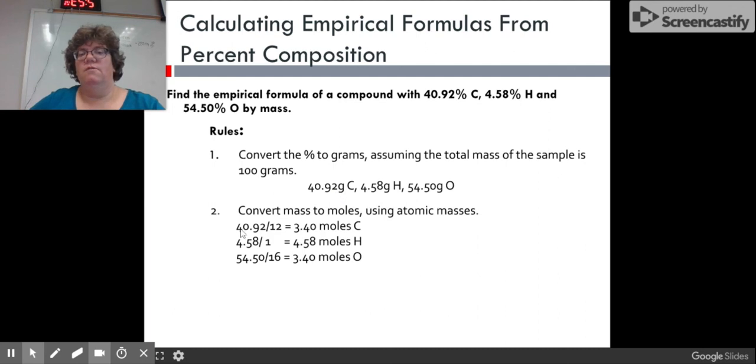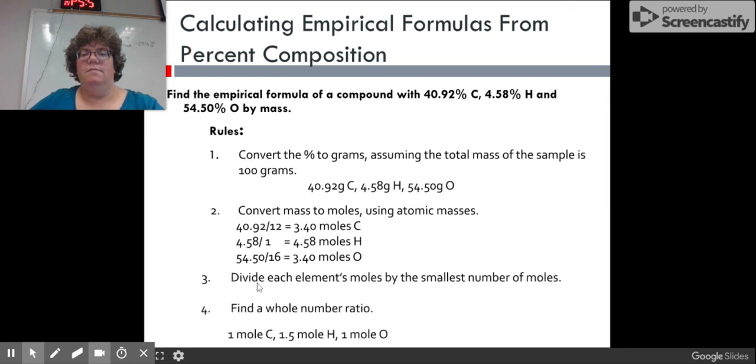Step 2, we're going to convert the mass to moles. That comes from the periodic table. 40.92 divided by 12 means I have 3.4 moles of carbon. 4.58 divided by 1 is 4.58 moles of hydrogen. And 54.5 divided by 16, 3.40 moles of oxygen. These 3 divided by numbers came from the periodic table. This is how we convert mass to moles. You've done a million of these by now, so that should be old hat.